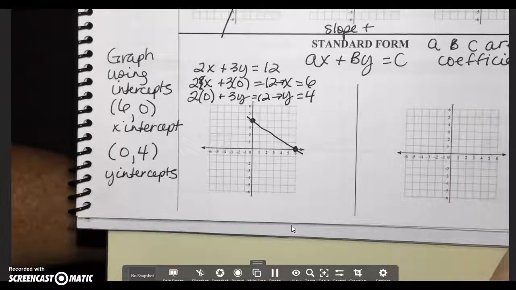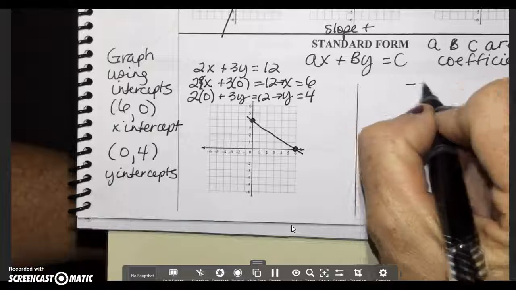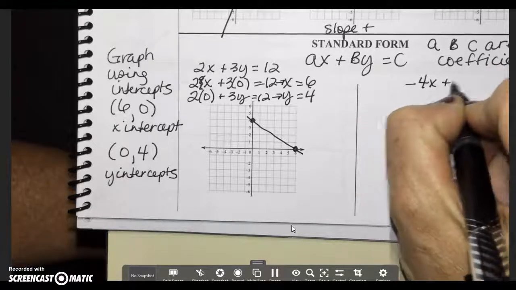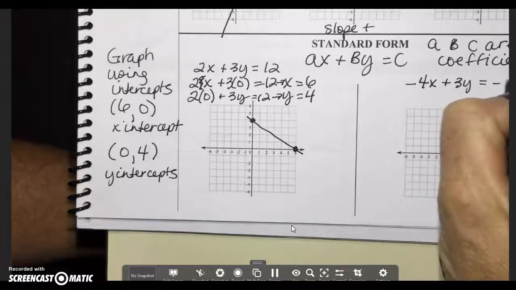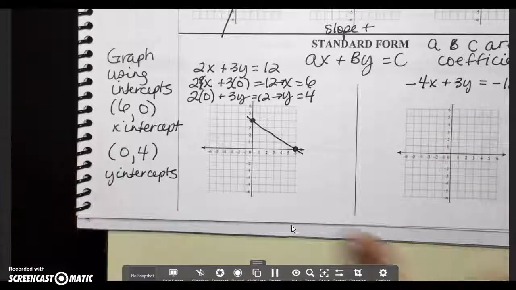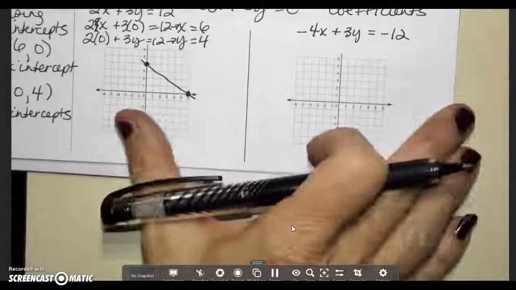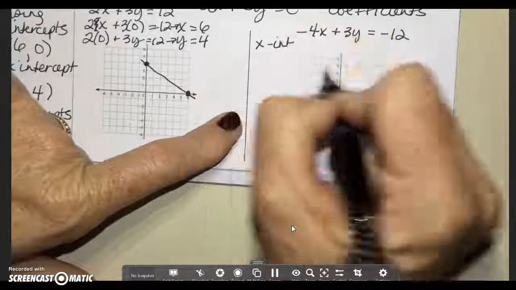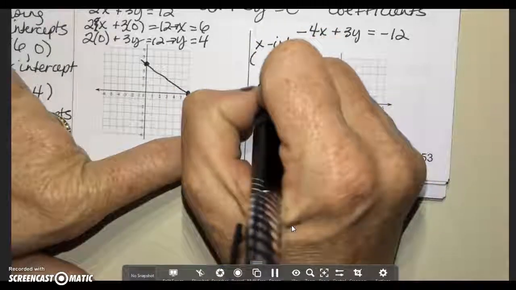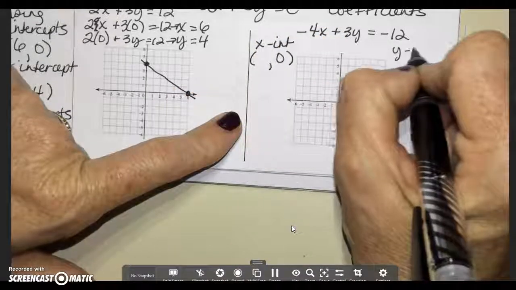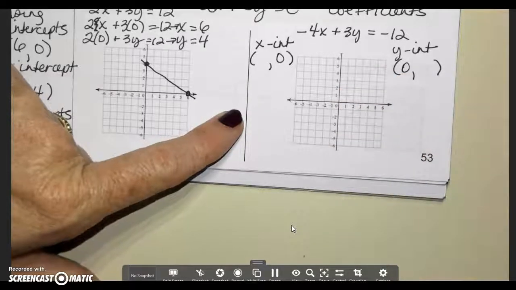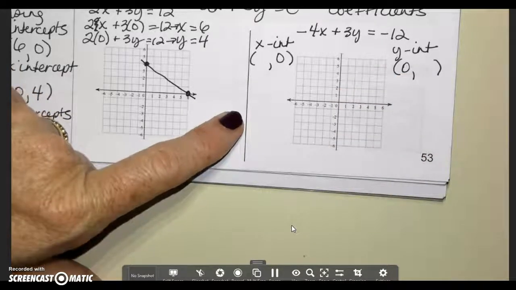Okay, let's do another one. Negative 4x plus 3y equals negative 12. So we're going to find our x-intercept, which has a y value of 0, and our y-intercept, which has an x value of 0. Is this making sense? Like, is it okay?